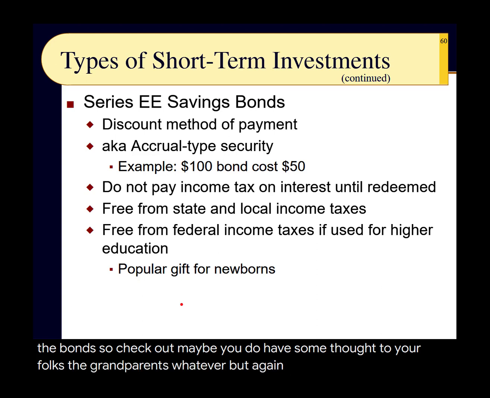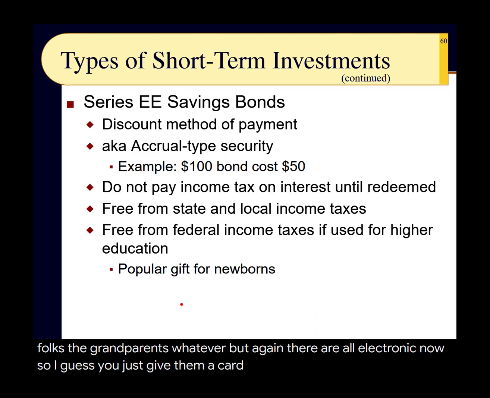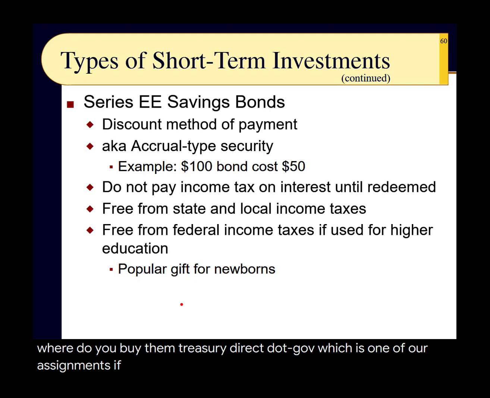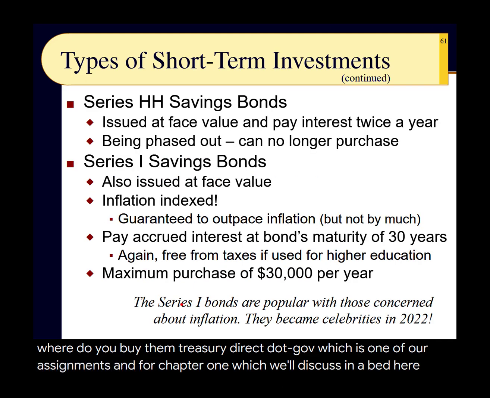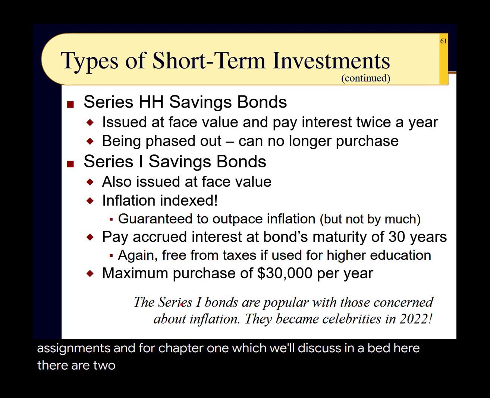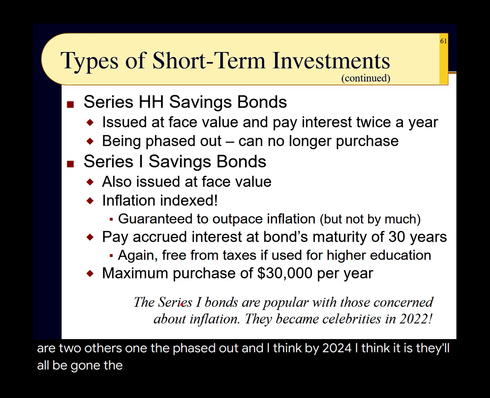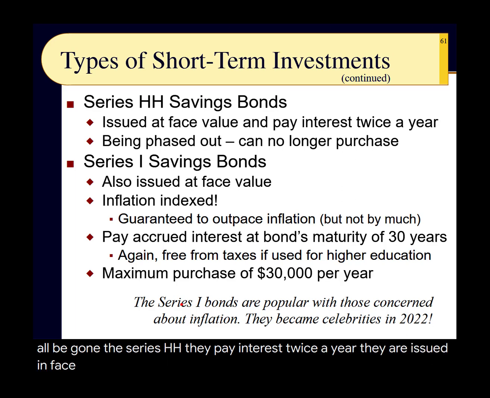But again, they're all electronic now, so I guess you just give them a card and say, here's your code. And where do you buy them? TreasuryDirect.gov, which is one of our assignments for Chapter 1, which we'll discuss in a bit here. There are two others, one being phased out, and I think by 2024, I think it is, they'll all be gone. The Series HH pay interest twice a year. They are issued at face value, so they use the nominal, the stated rate of interest.